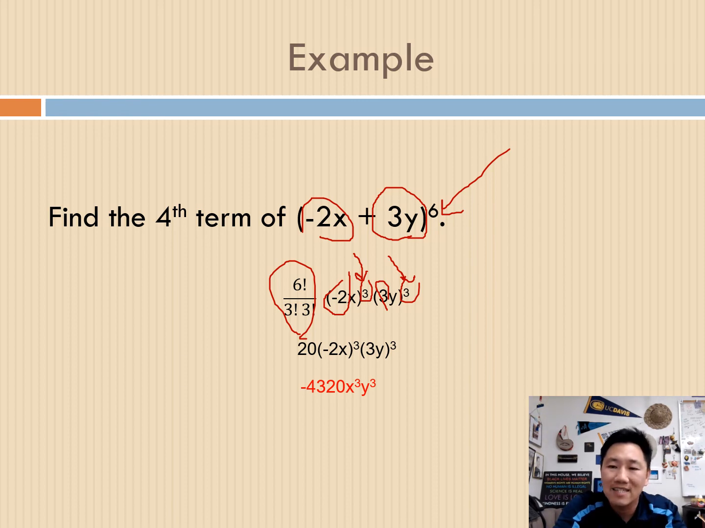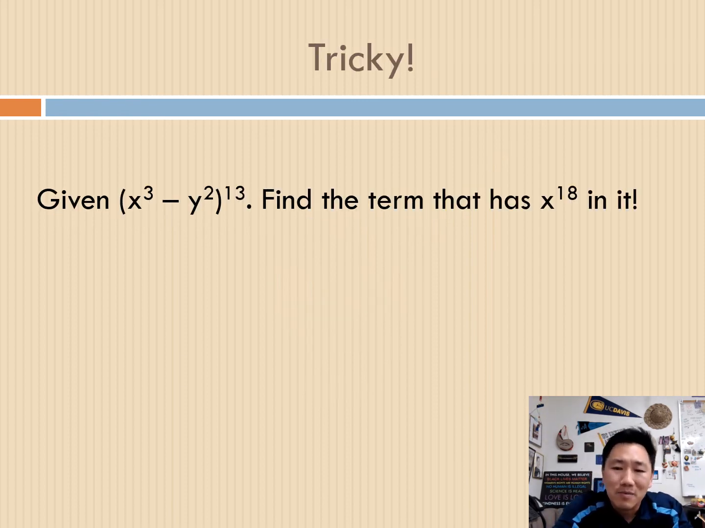All right, one last example. I know this chapter is kind of long. I mean, this section is kind of long, but we'll get through it. This is the last one. All right. They give you x to the 3rd minus y squared raised to the 13th power. I want the term that has x to the 18th in it.